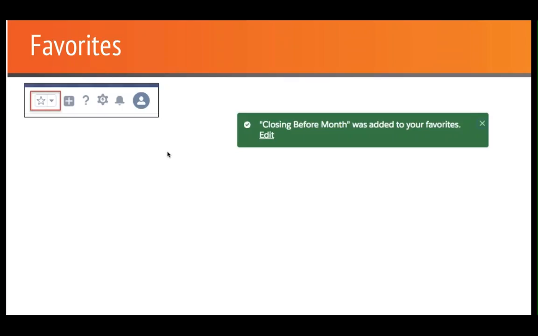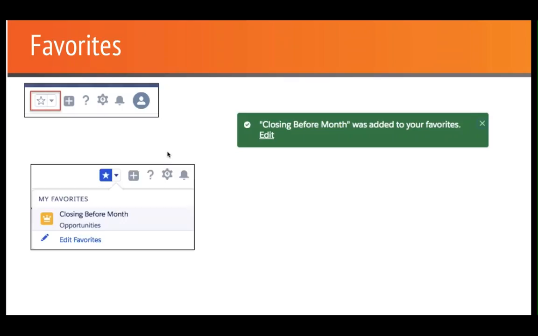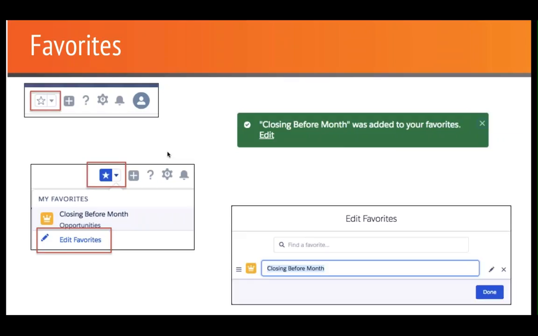When you're on a page that has been favorited, the star will appear blue to indicate that this is one that you've already favorited. And if you click the drop-down button, that'll allow you to view all of your favorites. You can also click the link to edit the favorites, where you can change the displayed name, change the order, or remove one or more items from the favorites in their entirety. So you can think of this as very much like bookmarking on a browser.